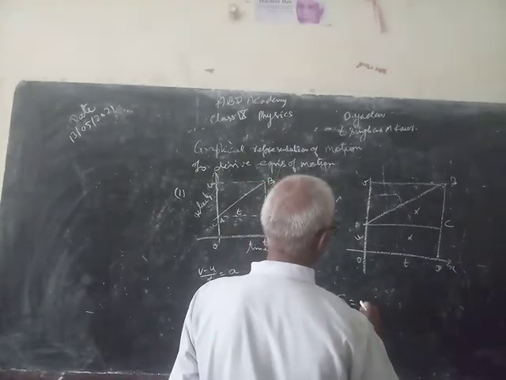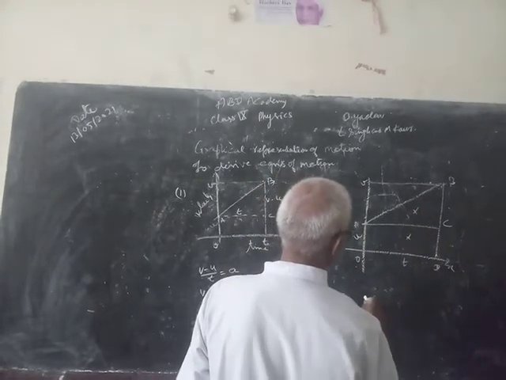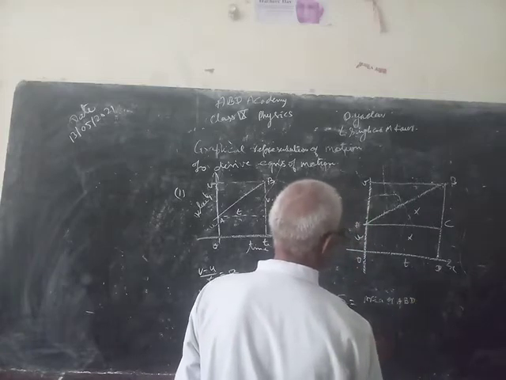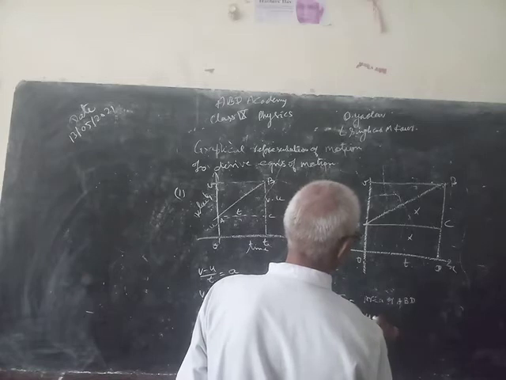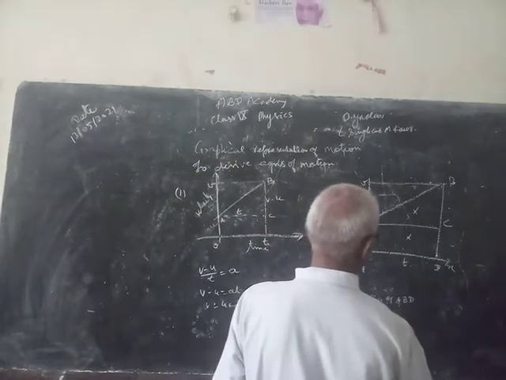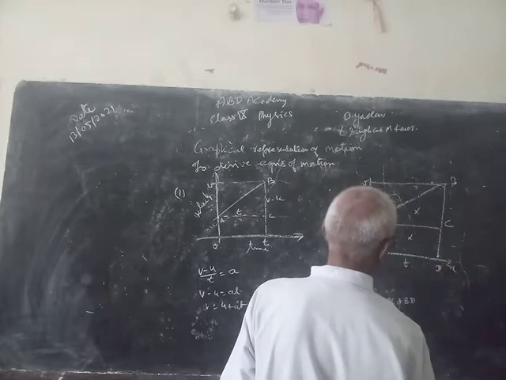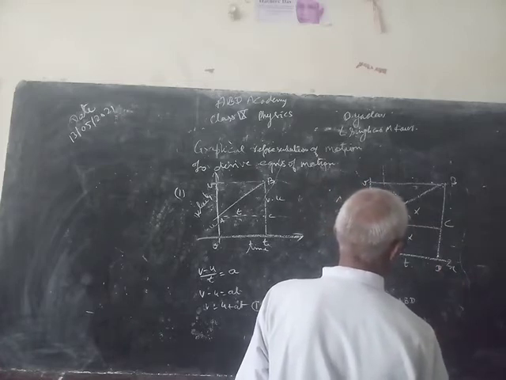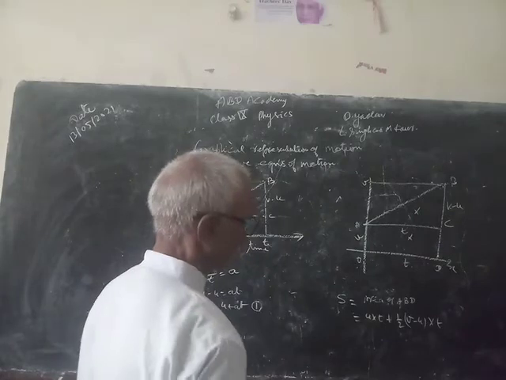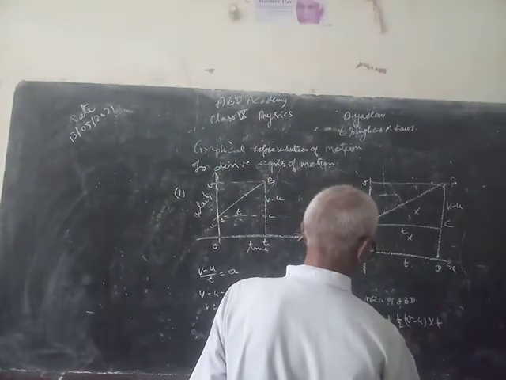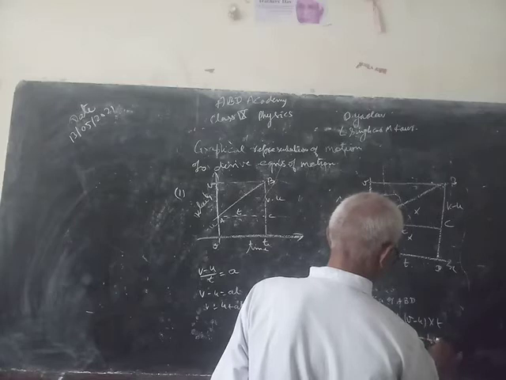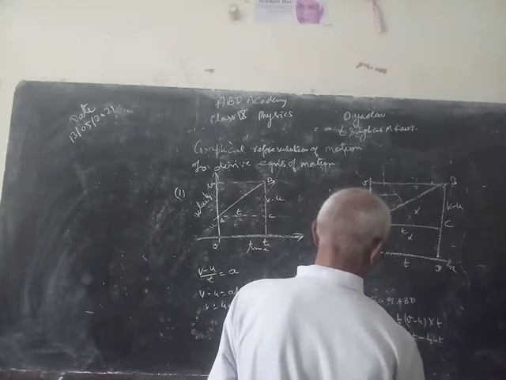S is equal to the area of OABE. Area OACD is U into T, length into breadth, plus this area is the area of a triangle, that is half (V minus U) into T. It is V minus U, this is time. So it is UT plus half VT minus half UT.